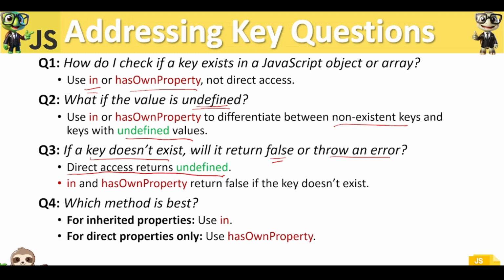Which method is best? Again, in the general sense, it depends. If you want to include the inherited properties, go for in. If you just want to follow the direct property, we always go for hasOwnProperty. It just makes things much easier and faster.